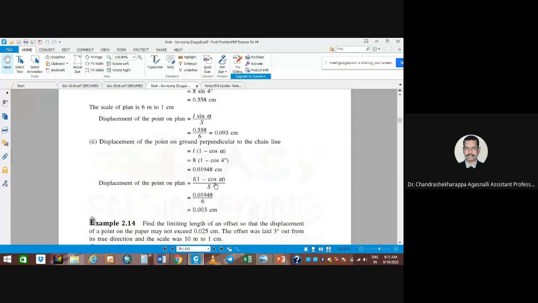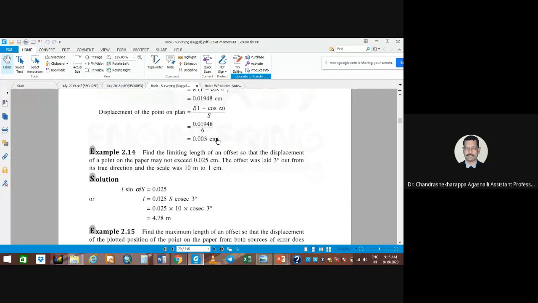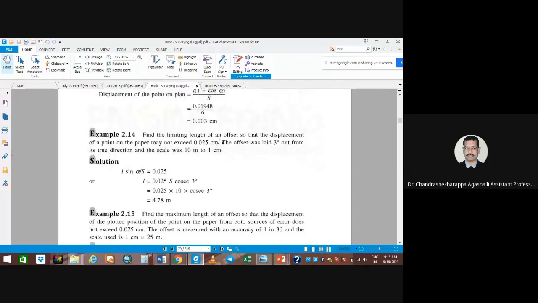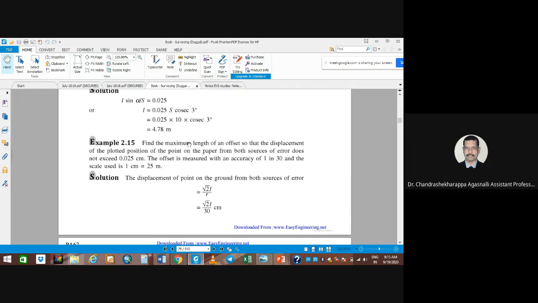So these are all the problems we get from the examination point of view. And here is the limiting offset, so that the displacement on the paper may not exceed 0.025 centimeter. The offset was laid 3 degrees out from the true direction, and the scale was 10 meters to 1 centimeter. As we discussed, it is the same thing, simple.